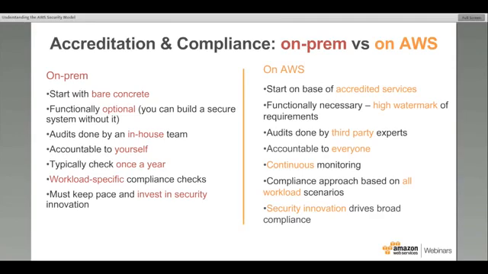On AWS, you start with a base of accredited and audited services. And because we have to operate at scale, we define all the requirements necessary to meet all of our compliance regimes, and then we operate all of our services within the scopes of those audits at that high watermark. We do in-house audits, of course, but we also bring in third-party experts. And because we make those reports available to our customers, we're accountable to everyone. So what ends up happening is we take an approach of continuous monitoring, and we have customers that take advantage of all those security controls in any workload they choose to use.